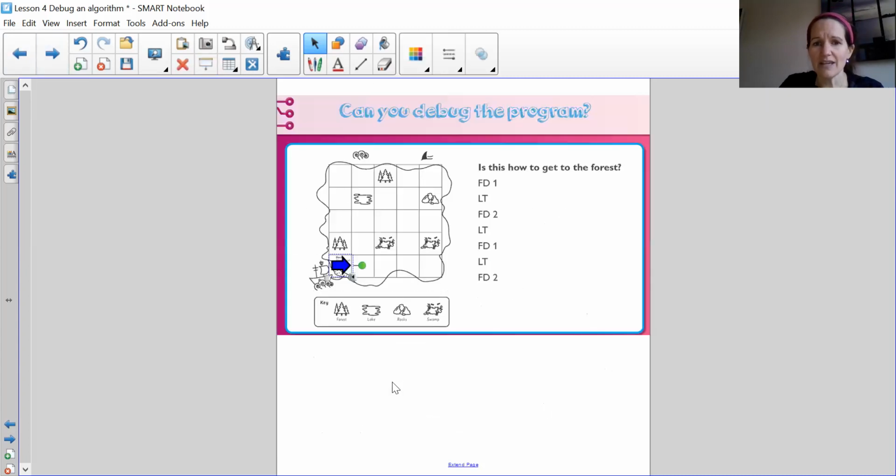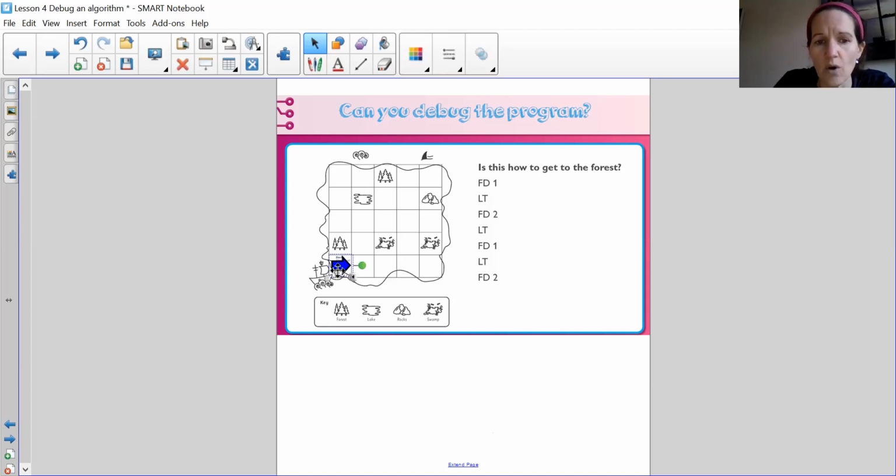So what I have here is this program. Can you debug the program? Is this how you get to the forest? I've got an algorithm here and I need to debug it. That means I need to go through and find the mistake, find the problem. So let's follow and see what the problem is.